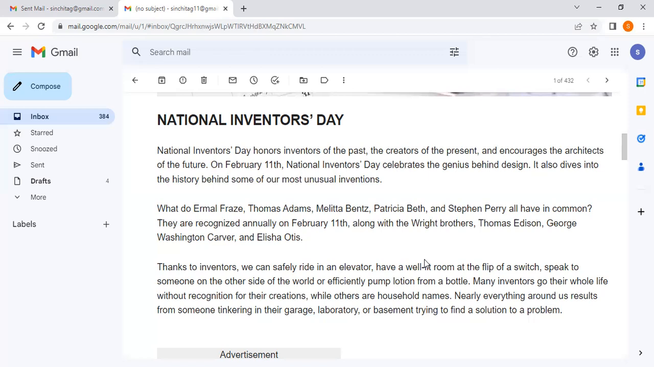Yes, read it better. It also dives into the history behind some of our most unusual inventions. What do Thomas Adams, Melitta Bentz, Patricia Bath and Stephen Perry all have in common?